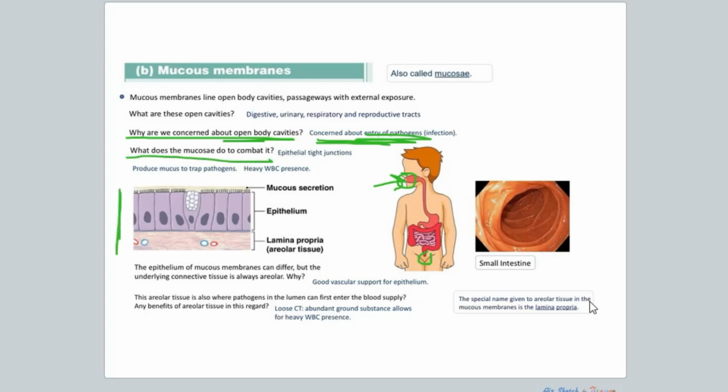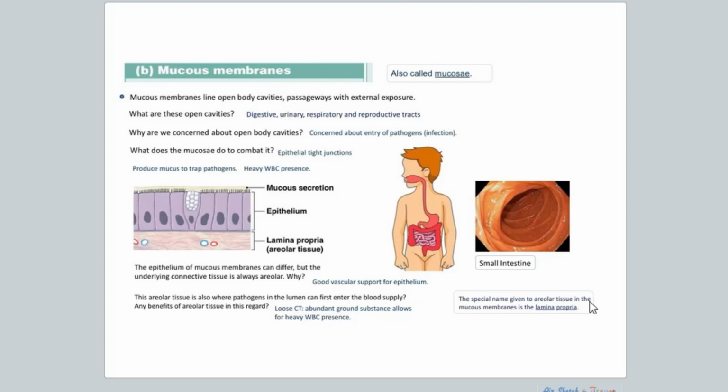And here we have a diagram of a mucous membrane. First of all, here's the epithelial sheet. What do you know about epithelium that prevents the entry of pathogens? Well, you have these tight junctions that are linking these epithelial cells together and preventing pathogens from getting into the body in between the cells. Those tight junctions prevent that.